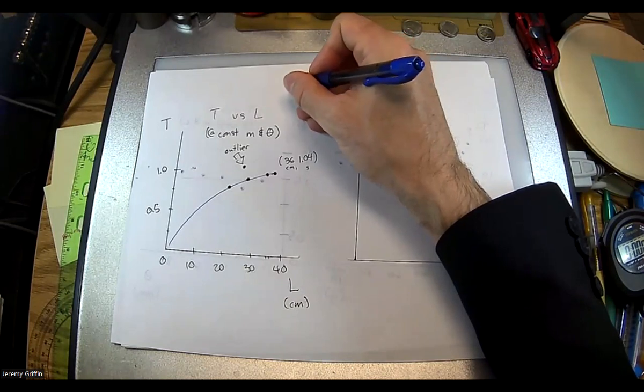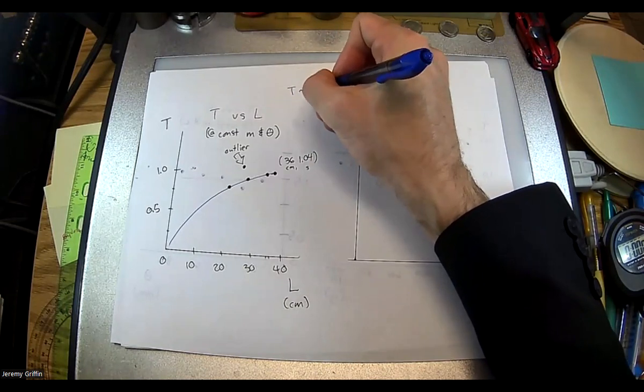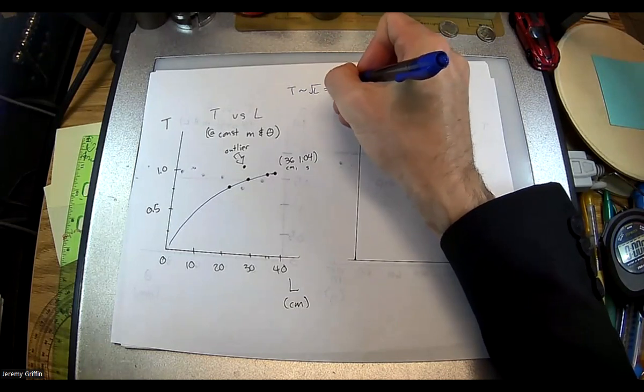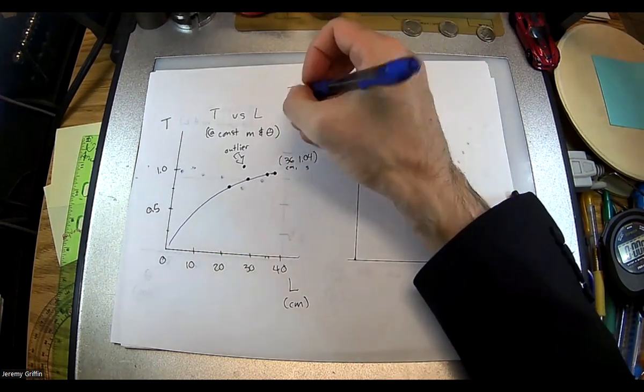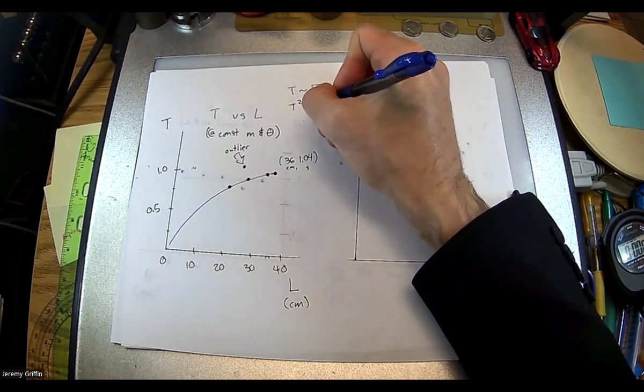It looks like here I'm going to guess that time period is proportional to the square root of L, which is the same thing as L to the 1/2 power, which is just the inverse of L is proportional to T squared. You can think of it that way. This is what I'm thinking this is looking like.